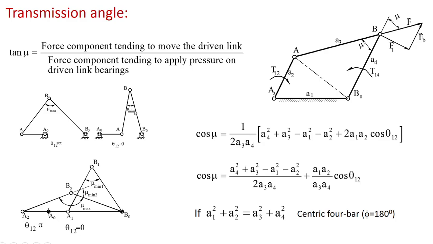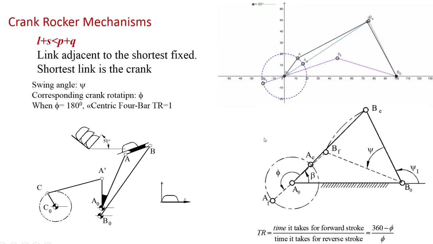What is important is its deviation from 90 degrees. I don't care which one is critical. Mu max can be critical, mu min can be critical, depending on the problem, depending on the link length. Notice one other thing. For the dead centers, extended position and folded positions result in a triangular loop. A0BFB0 is the folded loop, and A0BEB0 is the extended position loop. Keep that in mind.